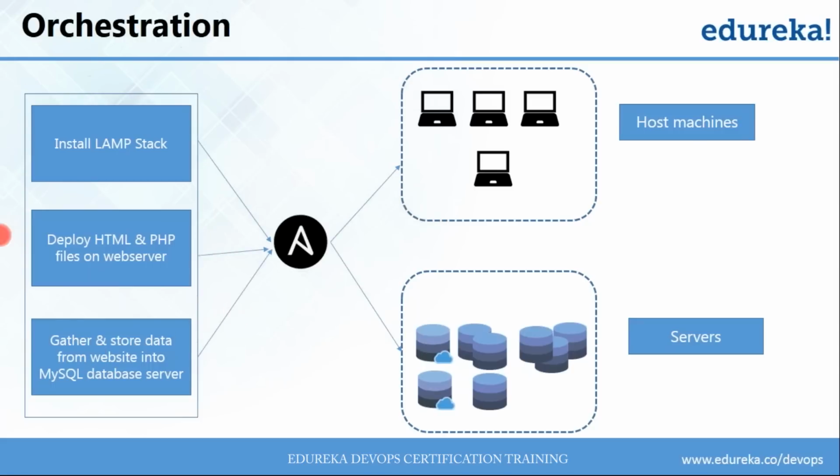Now, if you want to perform all these tasks, you have to make sure that the necessary software is installed first. I cannot deploy the HTML and PHP files on the web server if I don't have a web server, if Apache is not installed. So this is orchestration, where you mention the tasks that need to be carried out before and the tasks that need to be carried out later. This is what Ansible playbooks allow you to do.